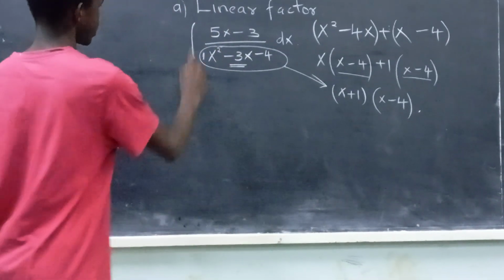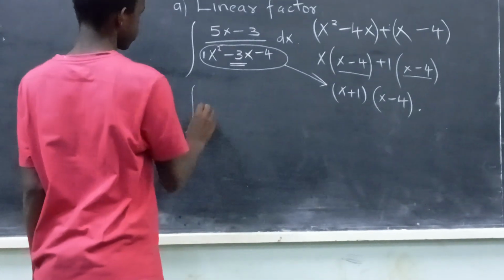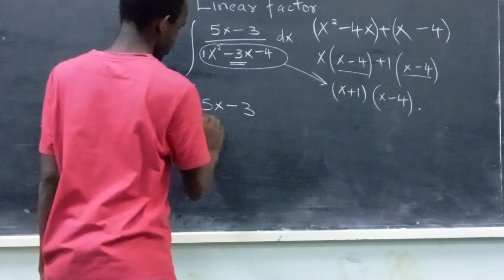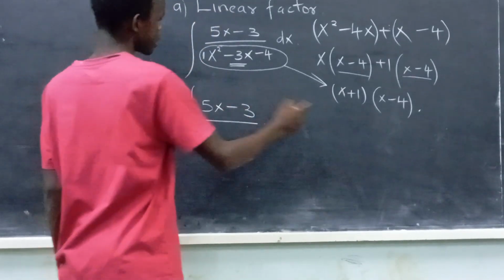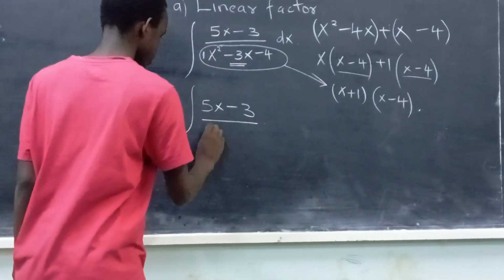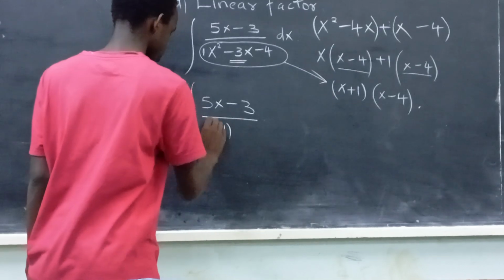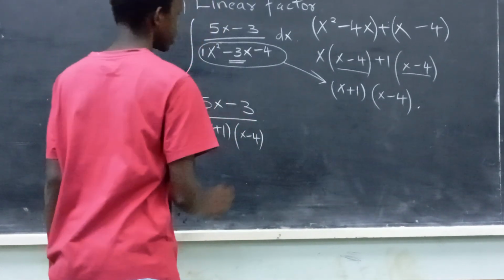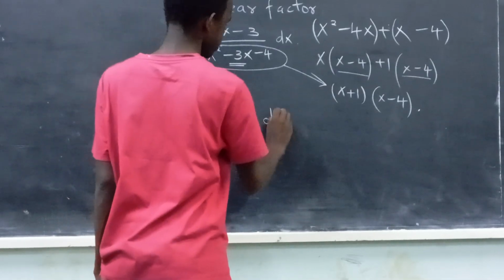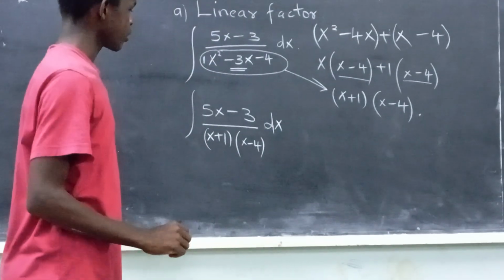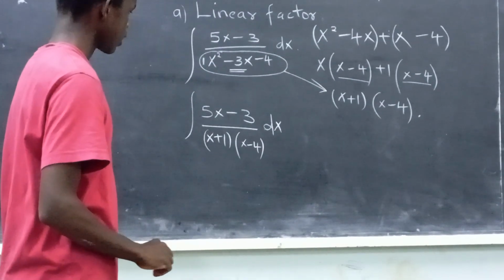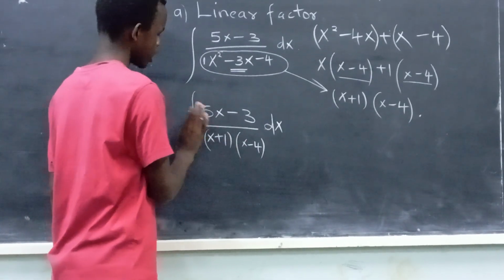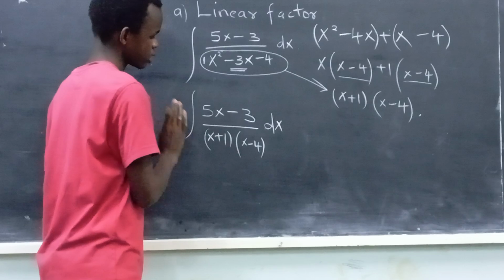Okay, so from there I'll write the integral of 5x minus 3 divided by, now I'll replace with my factors, so I'll replace by x plus 1 multiplied by x minus 4, right? Don't forget to place a dx. So from there, I will decompose this fraction, okay? But now let's assume the integral sign.